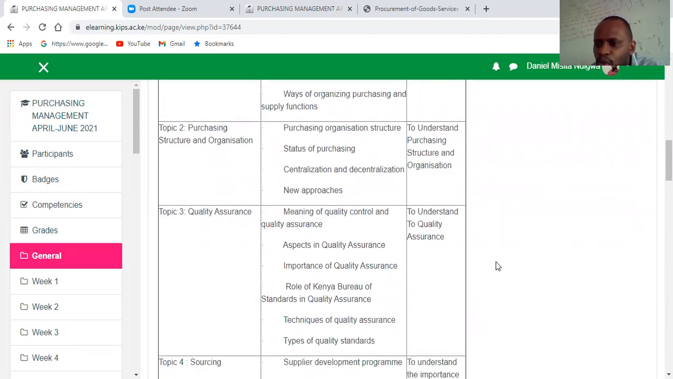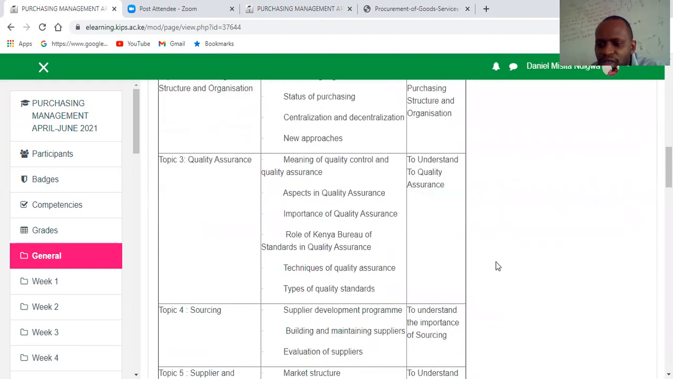Our next topic will be quality assurance. Under quality assurance, we will be talking about the meaning of quality control and quality assurance. We'll also be able to talk about the aspects in quality assurance. We shall also cover the roles of the Kenya Bureau of Standards in quality assurance. So what is the role of KEBS in quality assurance?